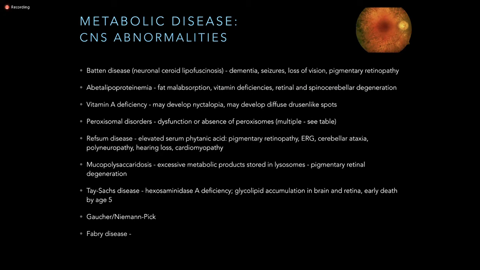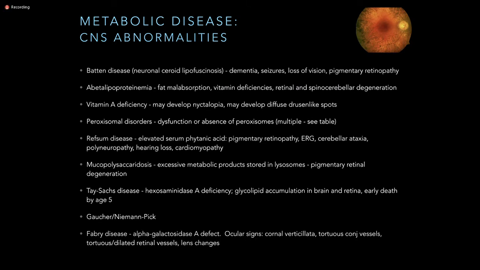Gaucher is a condition where you get a deficiency in beta-glucocerebrosidase, and you have this material that accumulates in the liver, spleen, lymph nodes, and elsewhere in the body, but also in the eye. You can get a cherry red spot, and you can have some OCT hyperreflective lesions visible on the retinal surface. Niemann-Pick, I don't get into too much detail, but there are different types. You can get a cherry red macular halo.